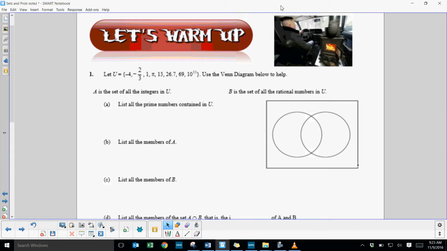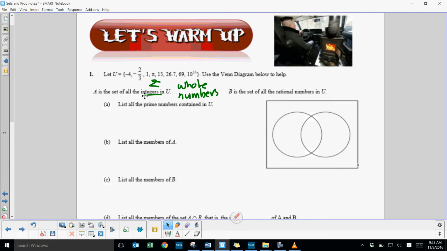So before we start the lesson, of course, we do a little warm-up on number sets. And we have a Venn diagram on the side to help maybe connect the idea of number sets to Venn diagrams early on. So the first question is, let U equal that set, and you can use a Venn diagram to help. A is the set of integers in U. So remember, integers, Z, they're whole numbers, in case you forgot. The set of integers is Z, whole numbers.